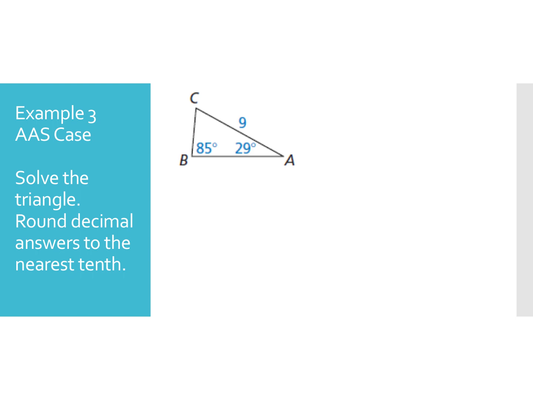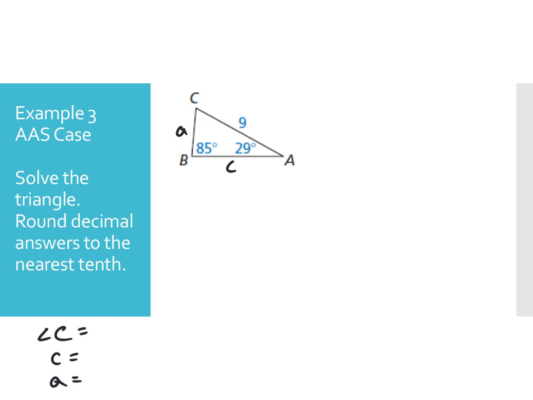For example 3, they want us to solve the triangle and round to the nearest tenth. Now, again, I'm going to have to use the law of sines because this is not a 90-degree triangle. Guys, law of sines and cosines, I forgot to mention earlier, is used a lot for triangles that are not 90 degrees. So I'm going to go ahead and label this as side C, side A, and obviously we know side B is included right there. Now, the first thing I need to do is find angle C, side C, and side A.